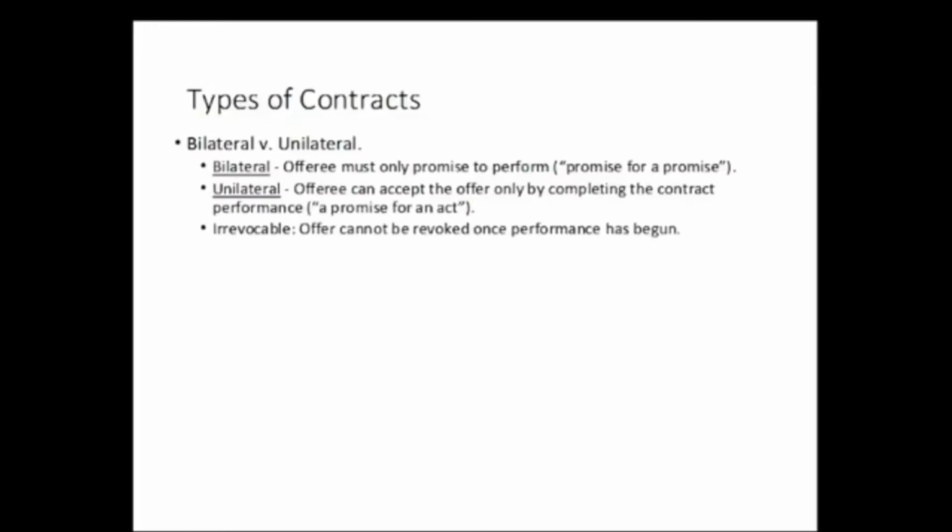So the types of contracts that are out there is something called a bilateral contract versus a unilateral contract. Bilateral is the offeree, or the person who is on the other side of the offer, must only promise to perform, promise for promise. Unilateral is the offeree can accept the offer only by completing the contract performance, which is called promise for act, and it can be irrevocable. In other words, once performance begun, it cannot be revoked.